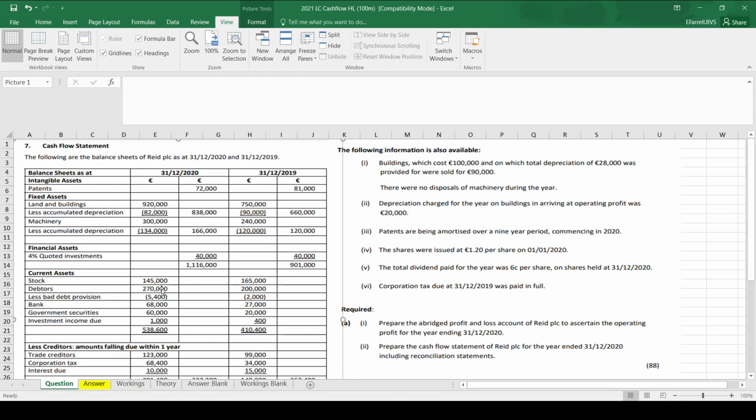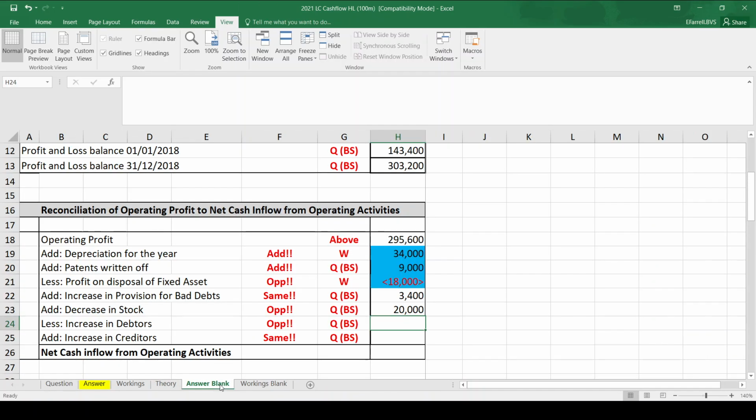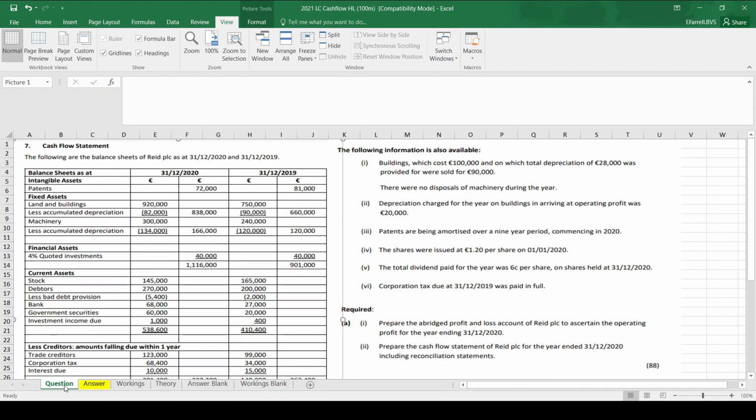Debtors, again, have gone from 200 to 270. They've increased by 70,000. So if they've increased by 70,000 and it's the opposite of what you think, you think an increase would be a positive, but it's going to be minus 70,000. And then creditors is the same as you think, meaning if it's an increase, it's a plus, a decrease, it's a minus.